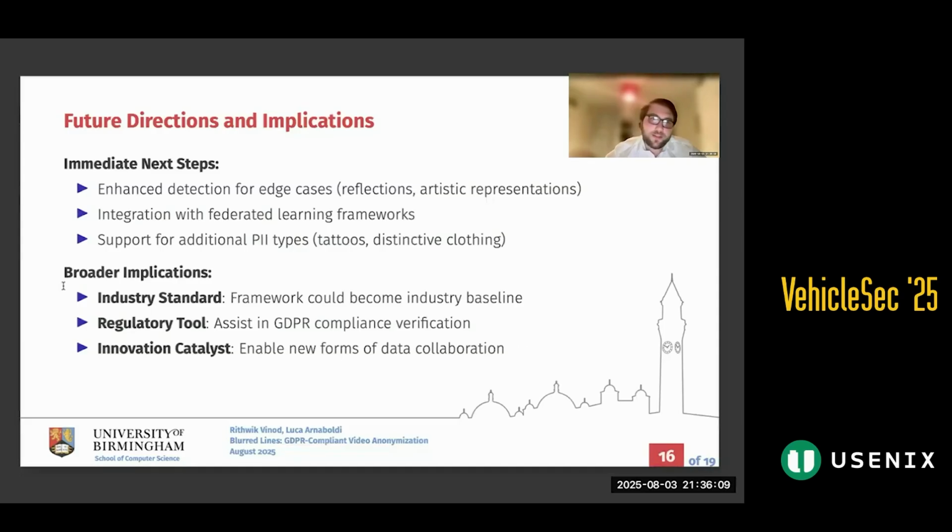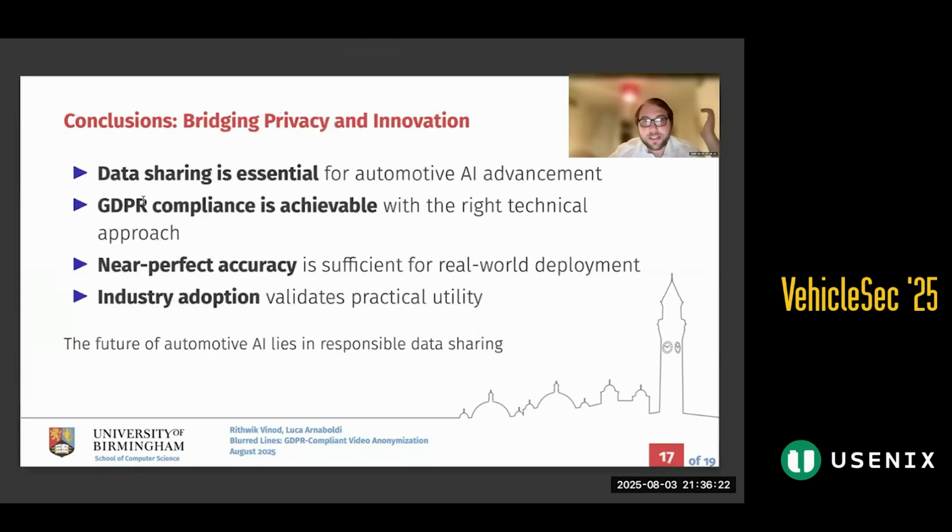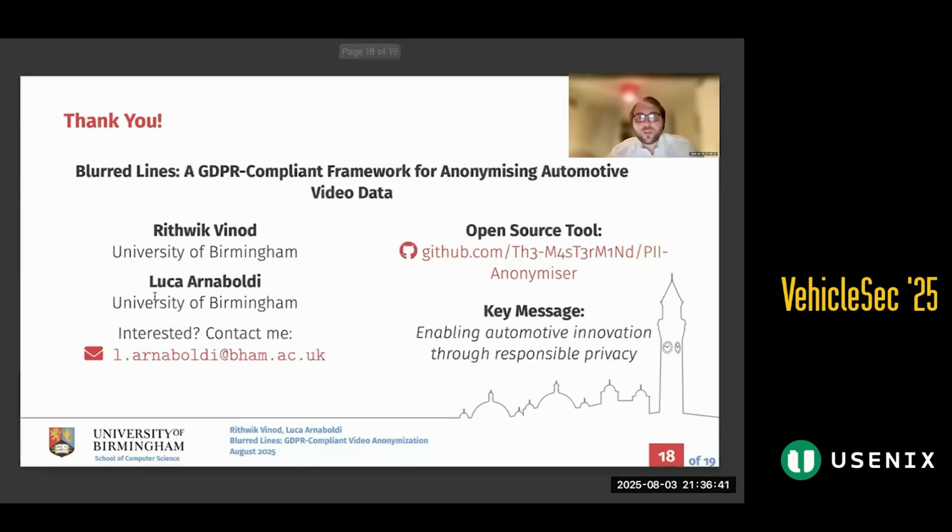I hope that people will take inspiration from this and start considering this in their own problem. I think we do need to do a lot more video sharing in this field in order to really advance it, but we need to do so in a privacy-preserving manner. And so, like I said, data sharing is essential. GDPR compliance is achievable, which is great. We don't need to hoard our data. Our initial approach shows we can get a really high level of accuracy, which is great. And it's industry adopted, so it can give you some guarantee that it might be used for your tools as well. That's all I had to say.